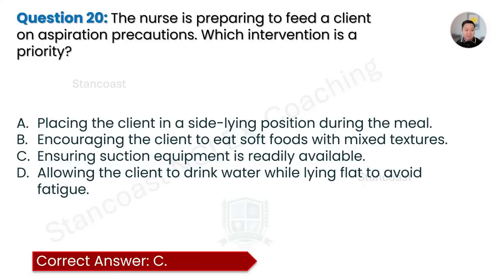Take note of that. Letter B is another incorrect option because mixed textures can be more difficult to swallow, and this can also increase their risk of aspiration. And so the food choices should align with the client's specific swallowing needs. Now, letter D is another incorrect option. Drinking water while lying flat can also increase the aspiration risk. So please take note, whenever you have a patient that is at risk to aspirate, make sure that they are placed in an upright position for every oral fluid intake.